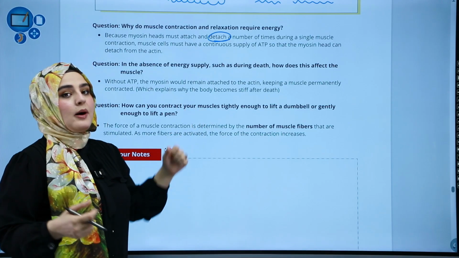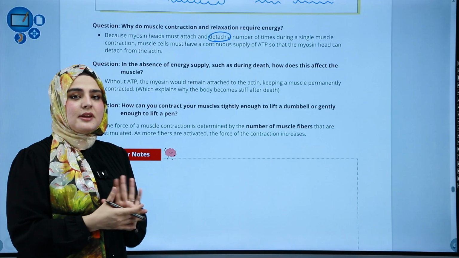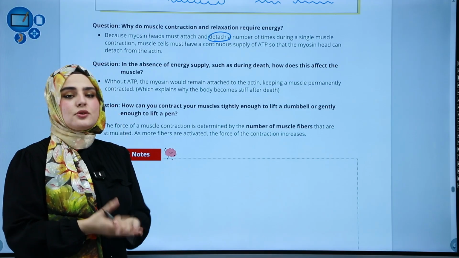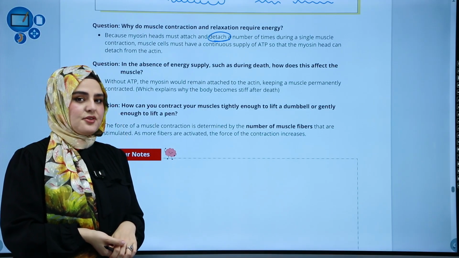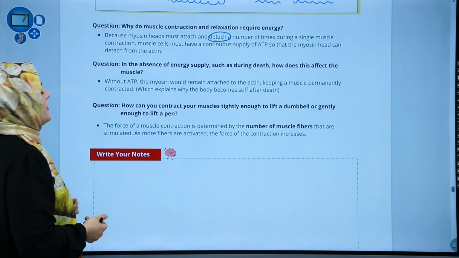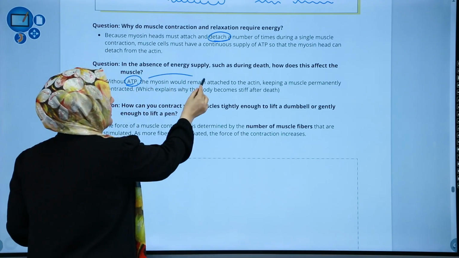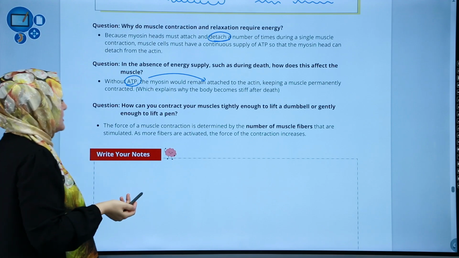So what happens, the body stays in constant contraction. However you leave them, they become like that. That's why they have to close their eyes quickly, because after a while they might never be able to close them properly. So the reason why, because we want to detach the head of myosin from actin.